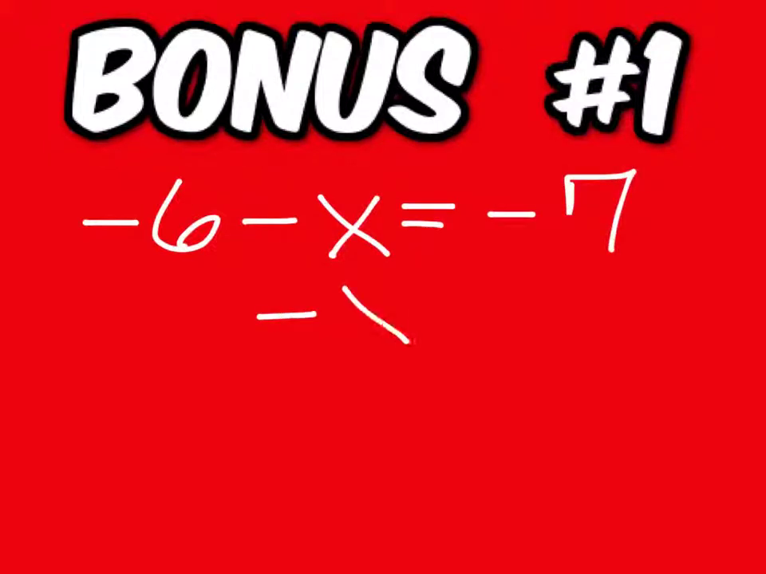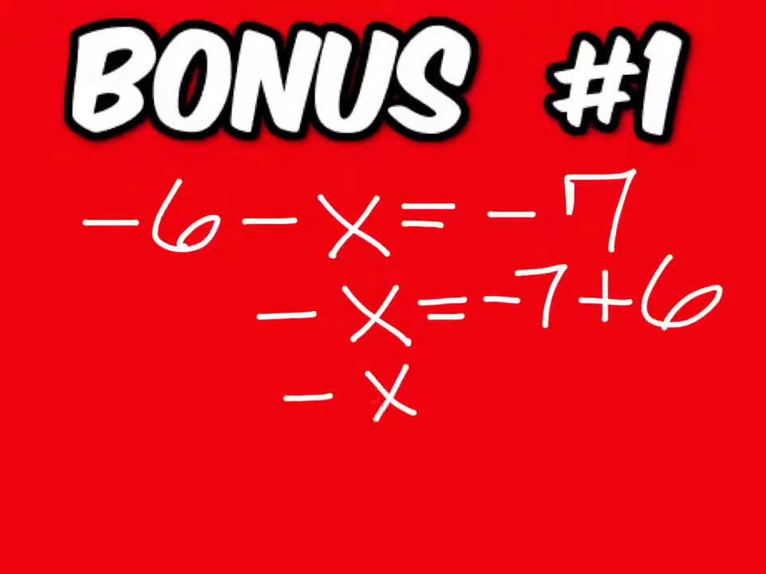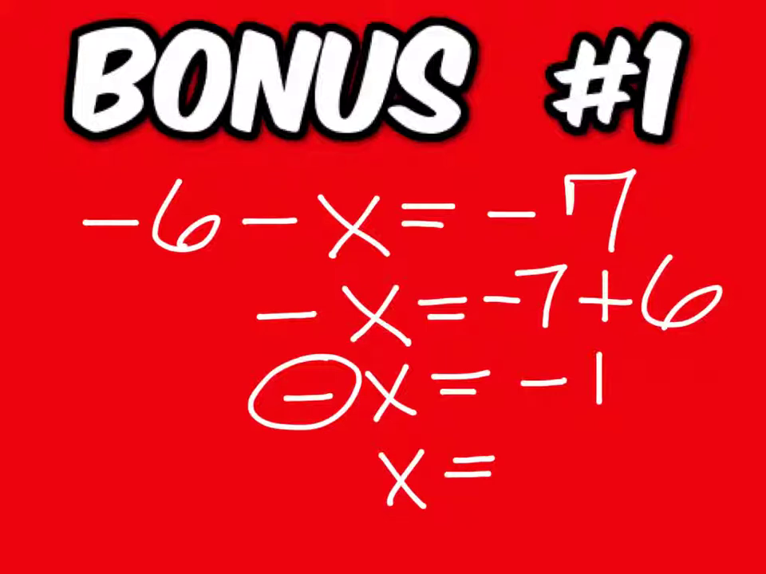You should have a negative x equals negative 7 plus 6. And that is a negative 1, but when you have a negative sign here, you have to divide everything by negative 1. So that changes this sign to positive 1.